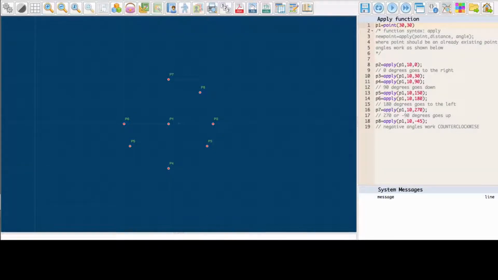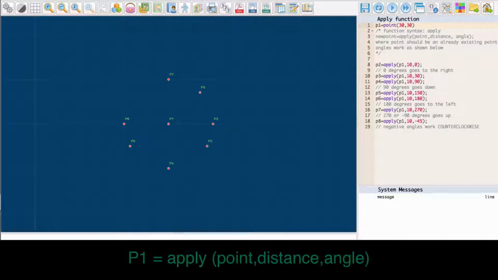Drafting a pattern requires you to mark points and connect them with lines, arcs or curves. With Sewist, you use a simple coding language to draft sewing patterns. Today we shall look at the function apply. It puts a point at the given distance from an existing point, in the mentioned direction.